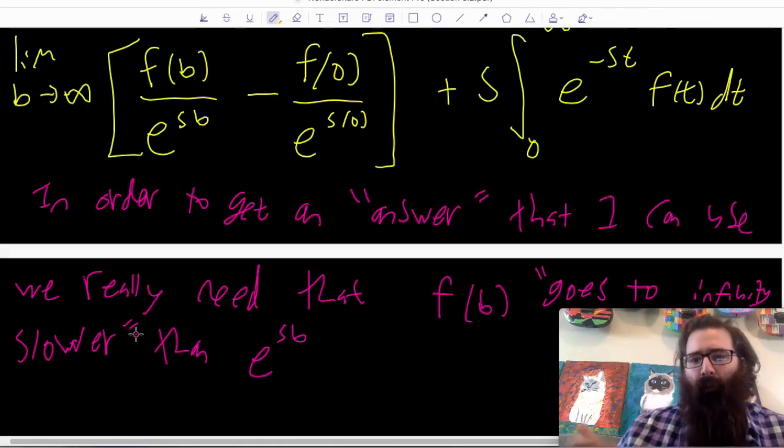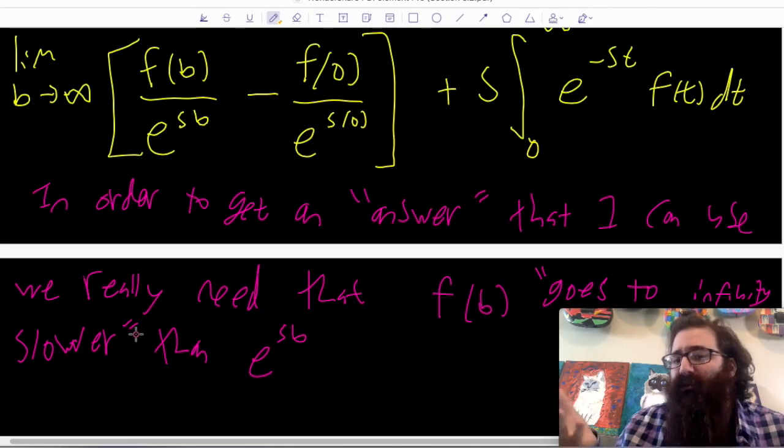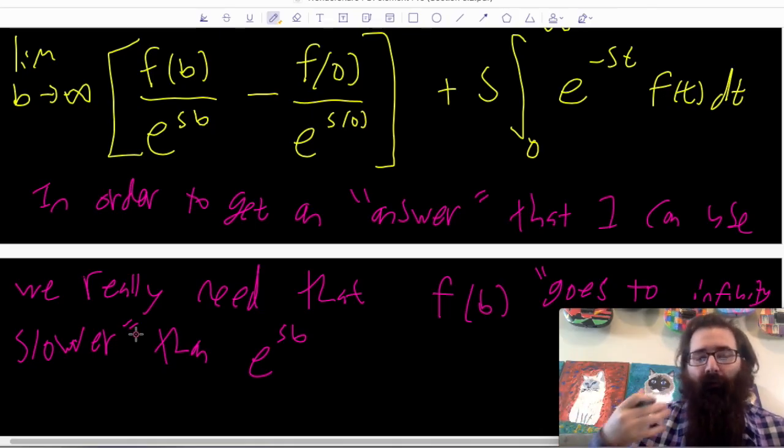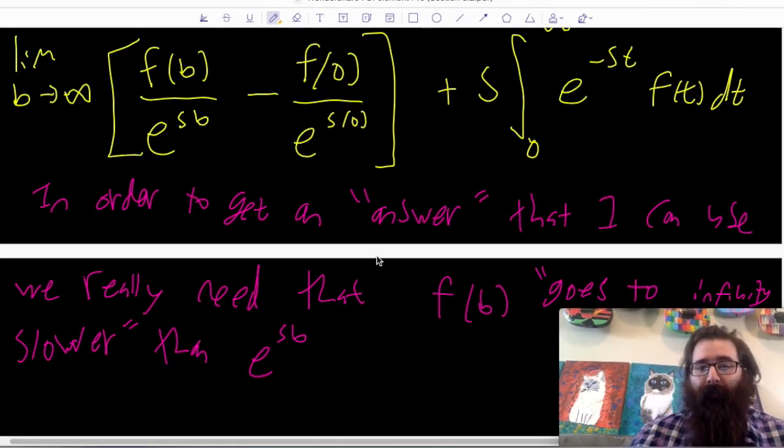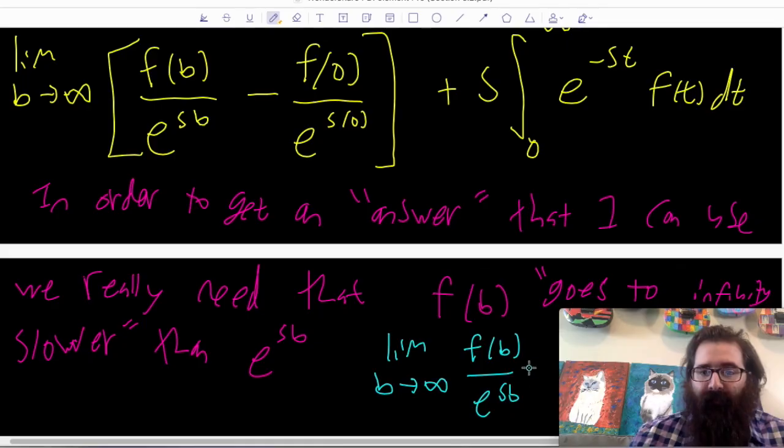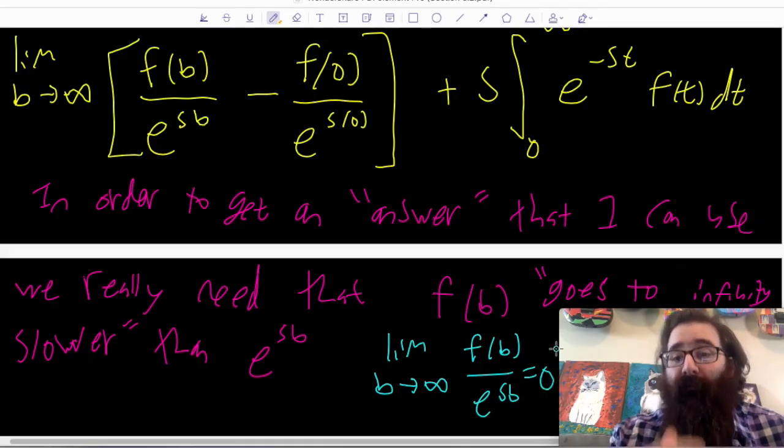The idea is that I want to be able to use some argument with L'Hopital's rule or something like that, where I can say that the function little f at b, although it is going to head to infinity, it's not going to outpace the exponential function. And usually that's the case, right? Usually exponential functions go there faster. So we're hoping that that's the case here. And really what we're saying is we're hoping that the limit as b goes to infinity of f at b divided by e to the sb is actually 0, that this will converge. If it doesn't, then I don't really get anything usable from all of this.